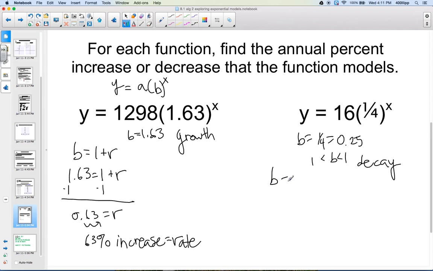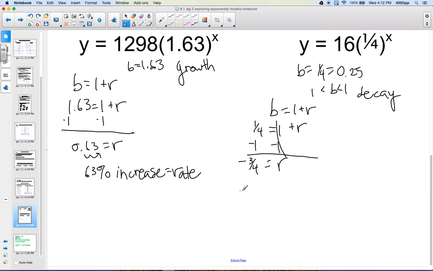So plugging into b equals 1 plus r, I get 1/4 is equal to 1 plus r, subtracting 1 from both sides, and then I get r is equal to negative 3/4, or if I want to write this as a decimal, negative 0.75, which would be 75% decrease, and it's a decrease because of this negative, and that's your rate.